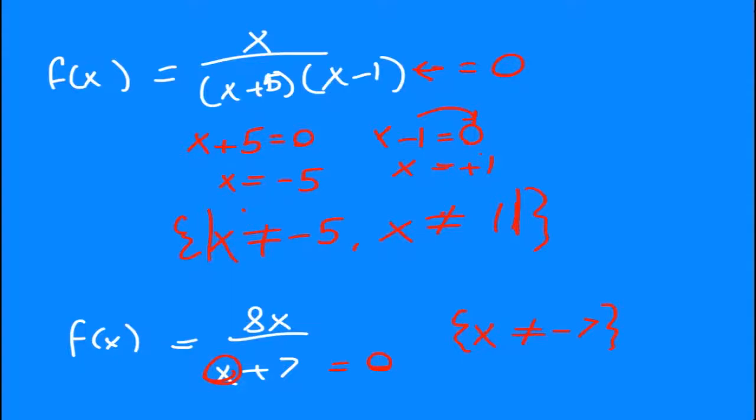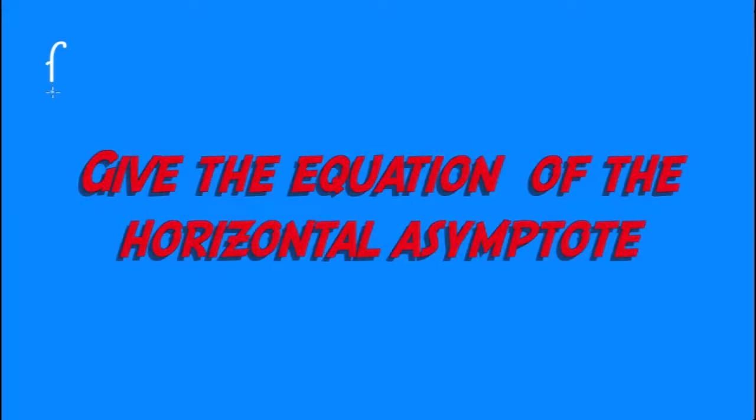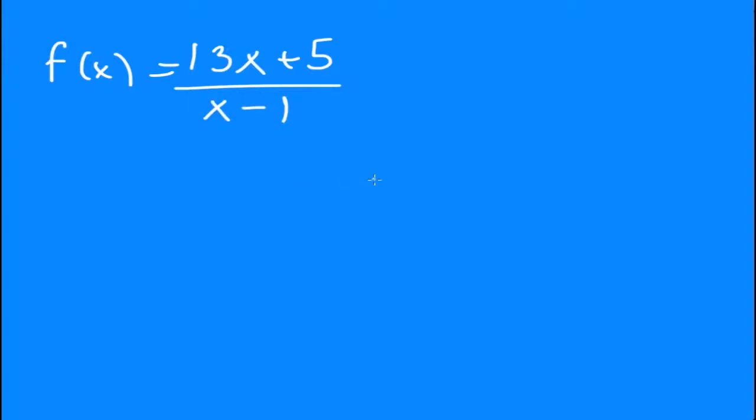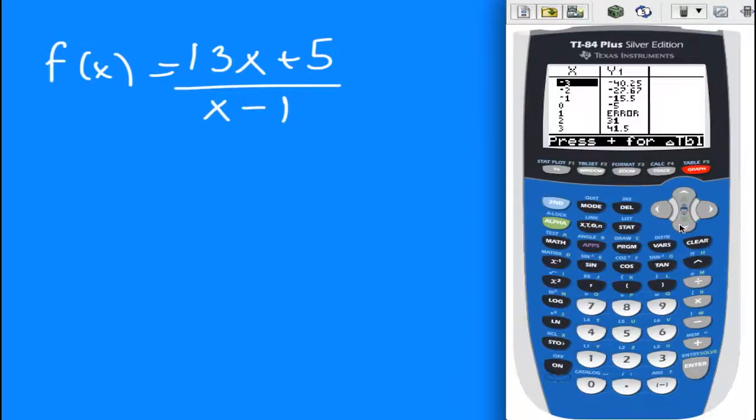Now, let's see. We are going to give the equation of the horizontal asymptote. We're given f of x equals 13x plus 5 over x minus 1. Now we go to our calculator and we input this 13x plus 5 over x minus 1. Graph it, and you can see in the second table that there's a horizontal asymptote.